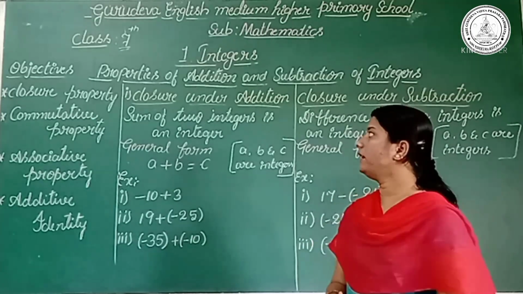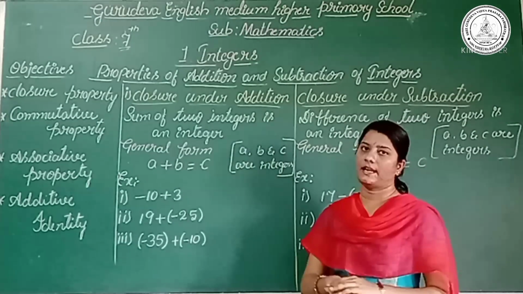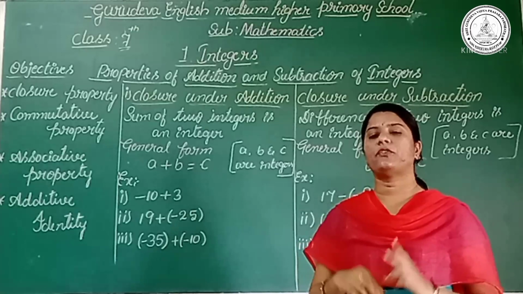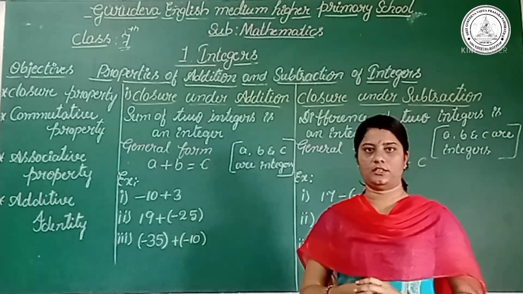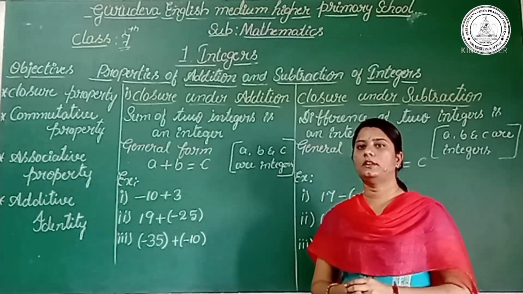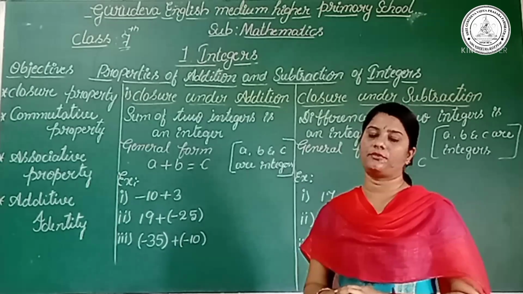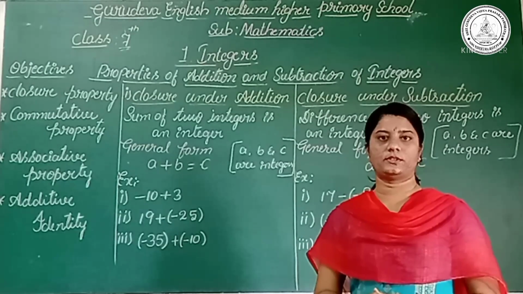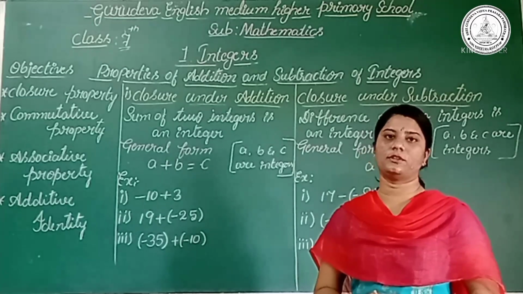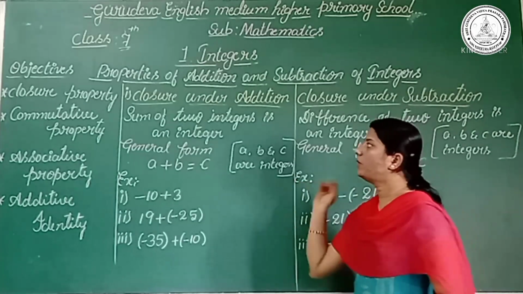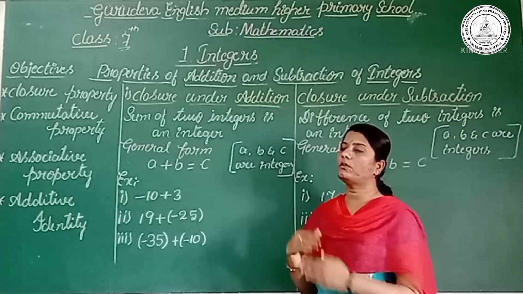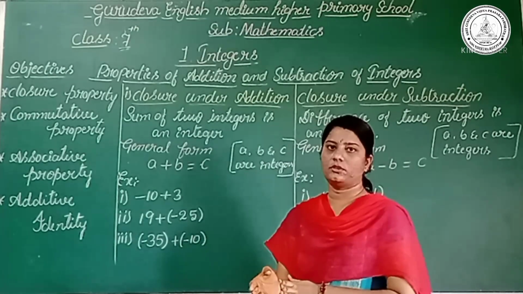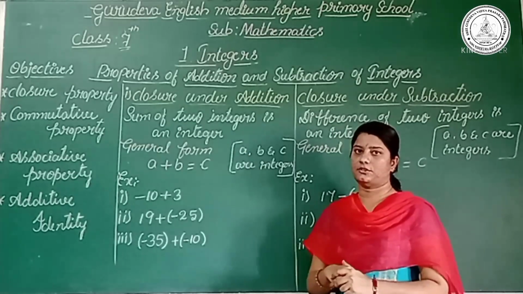In the same way, consider closure under addition of integers. If we add two integers, the sum is an integer. And we have also learned the general form of the closure property: A plus B is equal to C, right? Here, since this lesson is on integers, we have to take integers.